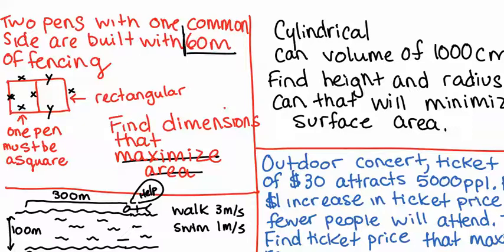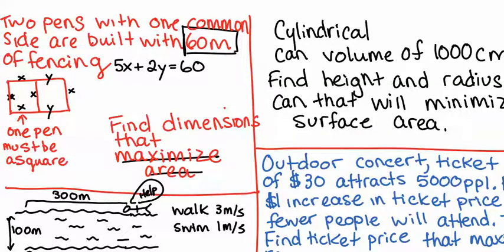We also have some information with the 60 meters, and that's telling us the perimeter. So we've got 1, 2, 3, 4, 5 x's, so 5x, plus 2y, is equal to 60. This is an equation about perimeter, but it gives us some information, so that's cool.